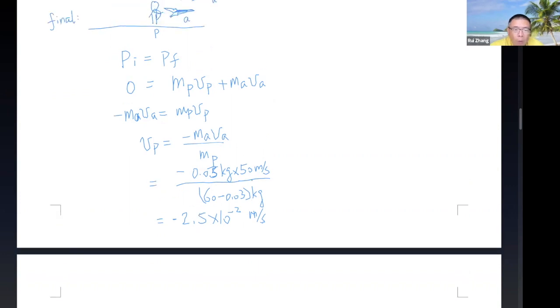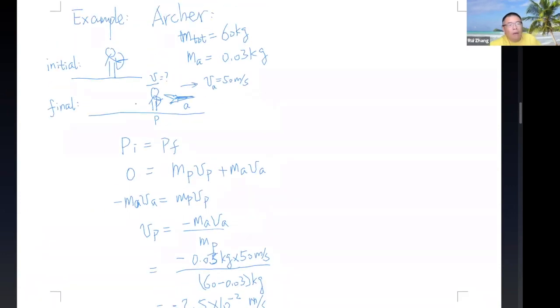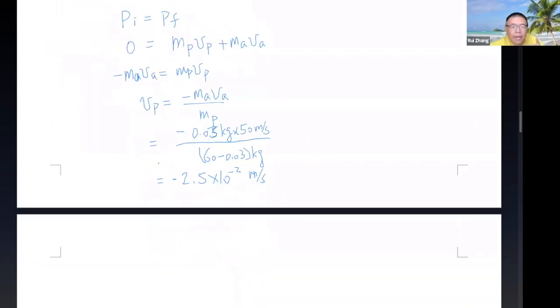Now, first of all, why does this person go backward? From the conservation of momentum point of view, it goes like this. At the very beginning, there's no momentum at all. So in the end, the total momentum of these two objects should still be zero if the momentum is conserved. Now, the arrow got some positive momentum going one direction. That means everything else, the person and the bow and everything, should go backward with equal momentum. Otherwise, the momentum conservation wouldn't be satisfied. So that explains why you have a negative sign here.